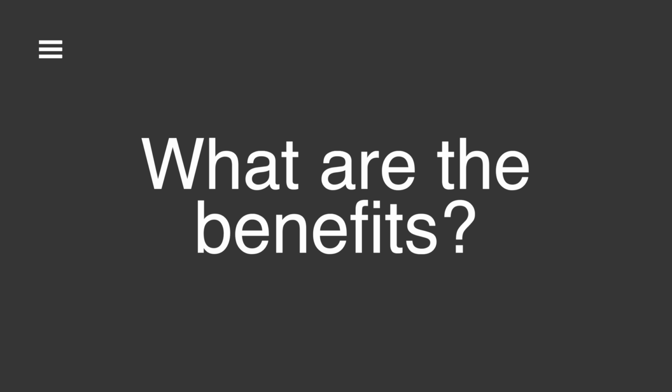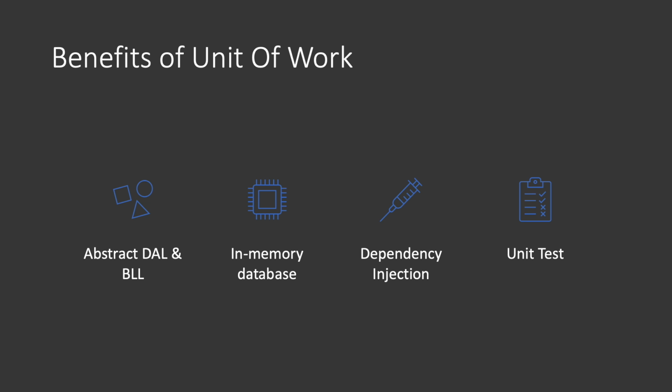So now, what are the benefits of having unit of work? It's abstracting the data access layer and the business layer from the application. So if you want to implement, for example, any kind of business logic within our data access layer, we can utilize the unit of work in order for it to have this separation. So we can have the data access layer on one side, the business layer on the other side, and then we can utilize them both. Second benefit is utilizing the in-memory database.